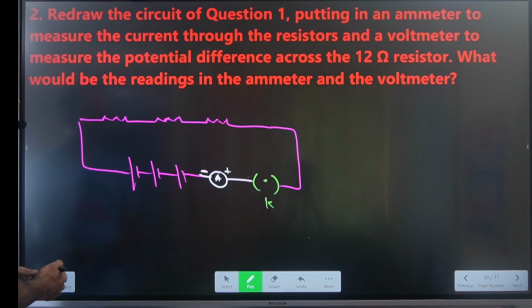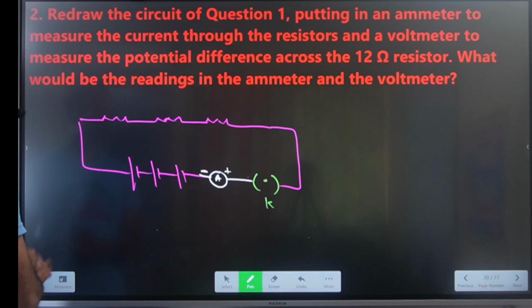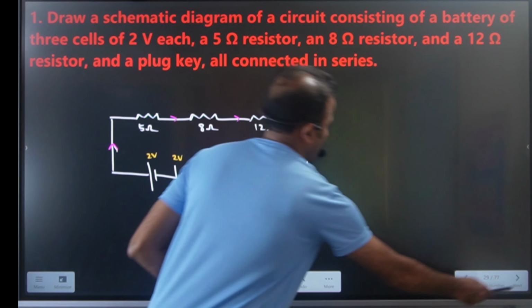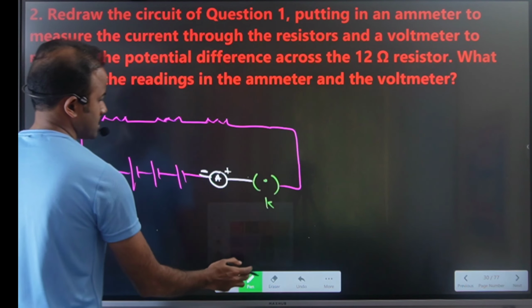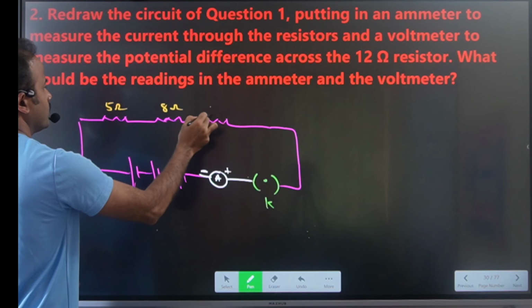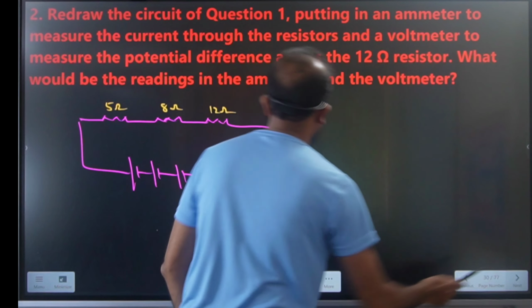Okay, now you see, already we know that. Again you are redrawing. So how much resistance do we have? 5, 8, 12. Here what is the resistor value? 5 ohm, and this is an 8 ohm, and this is a 12 ohm. Am I right? Yes, 5, 8, 12.